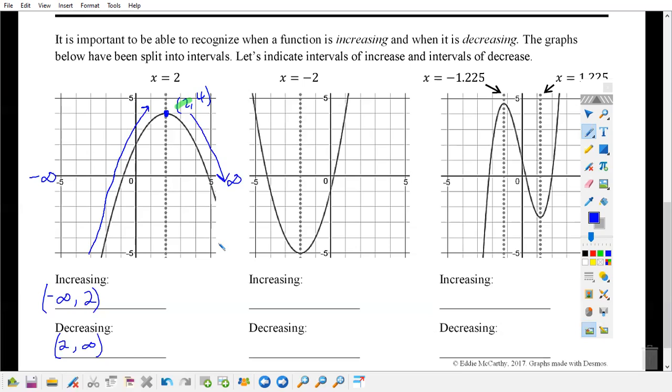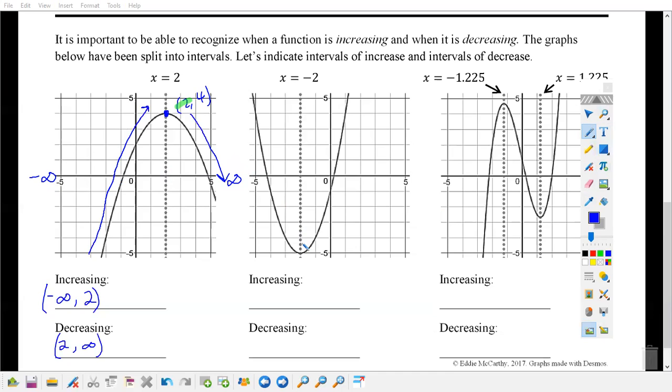That seems so backwards. Why is that? No, you're not looking at your y values. You're looking at your x values. You're saying, what are your y values doing, but where are they doing it at? So our x values are going down to the left, and our x values are going up to the right. That's why negative is to the left and positive is to the right.